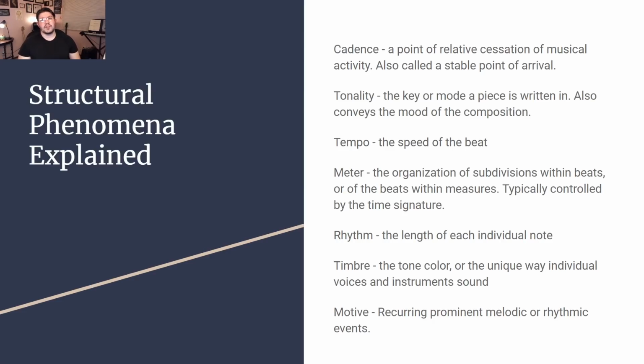Timbre is a really interesting musical term. What timbre is, is the tone color. So it's the unique way individual voices and instruments sound. It's how you know the difference between my voice and your classroom teacher's voice, or your parents' voices, or your grandparents, or guardians, or whoever. It's the way you can tell what a trumpet sounds like versus a saxophone, or a clarinet versus the flute. It's how you can tell what the actual sound of an instrument is.